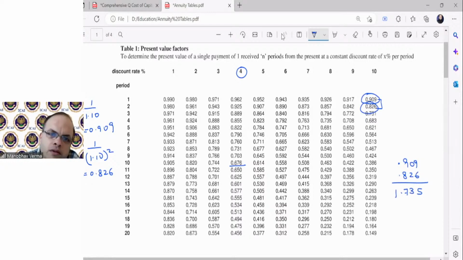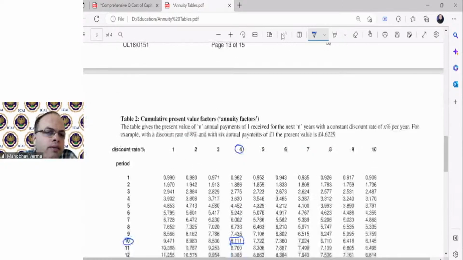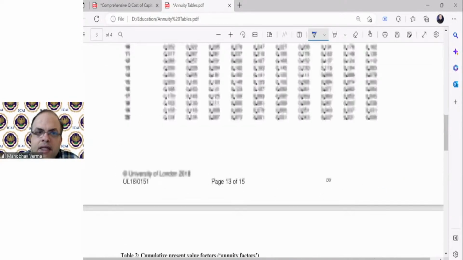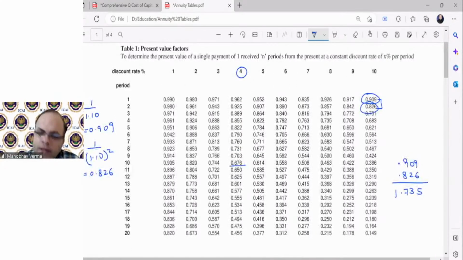0.909 plus 0.826, we get a present value annuity factor for 2 years, 1.735. So Sharon, if you go to the cumulative factors, you will find 1.735 or 1.736 here itself. So the annuity factor is the addition of the individual present value factors when you have uniform annual amounts. But if every year you have different, unique amounts, you can't use annuity factors in that case. You will have to use the individual present value factors. Great. So I hope, Sharon, please try your own efforts now.